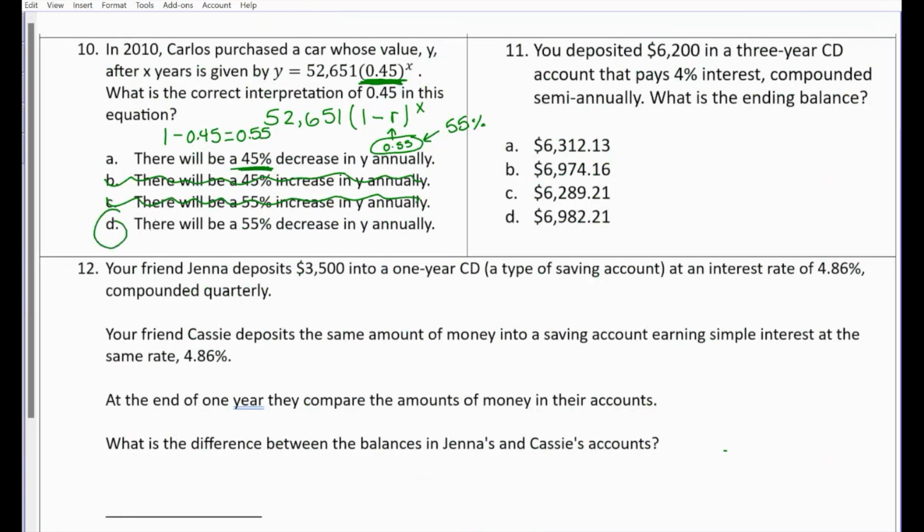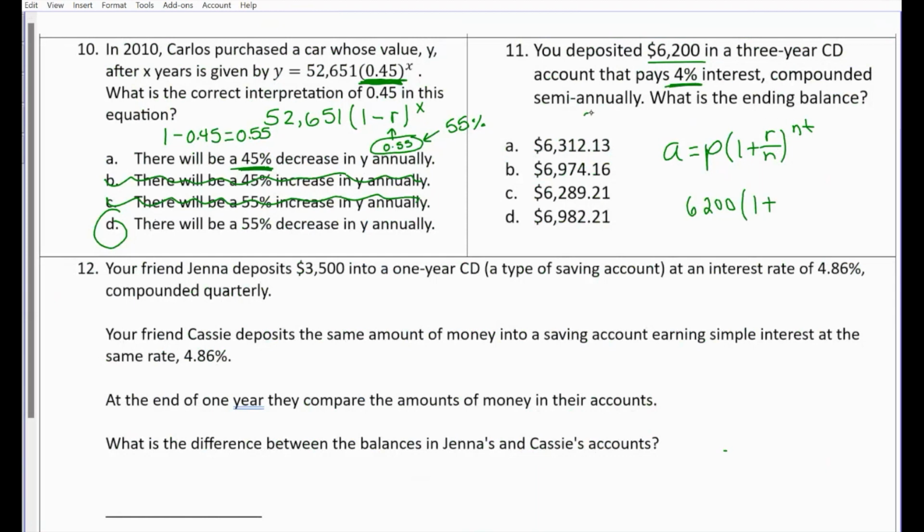Number 6. You deposited $6,200 in a 3-year CD account that pays 4% interest compounded semi-annually. What is the ending balance? All right, so we can use our compound interest formula, A equals P times 1 plus r over n, to the power n times t. So let's start with our principal. Our principal was 6,200. 1 plus, always part of the problem.